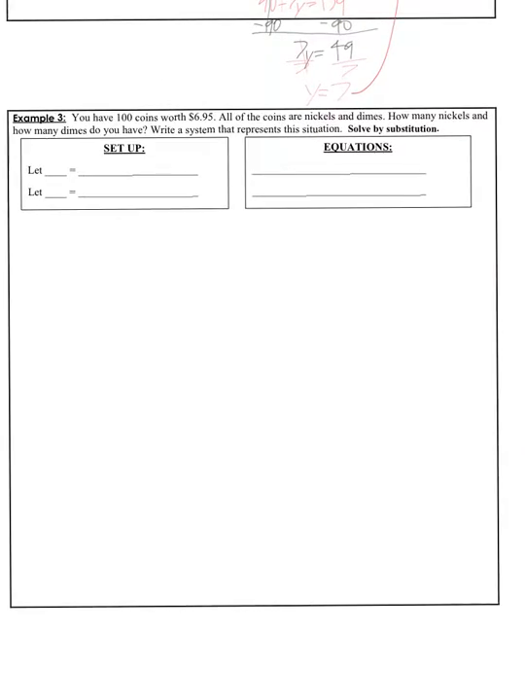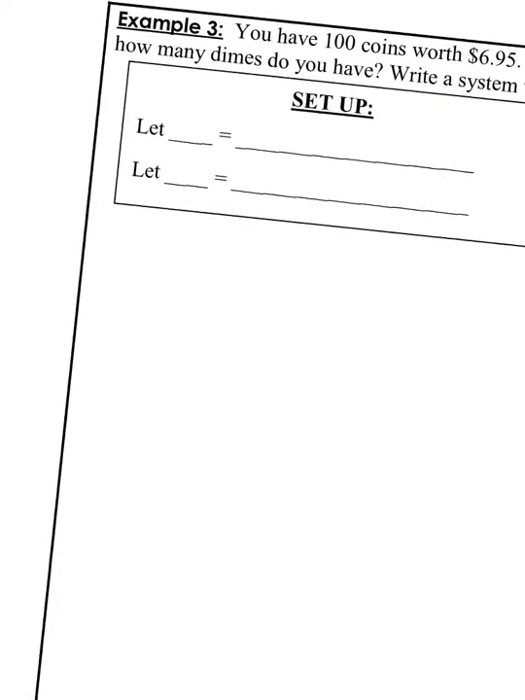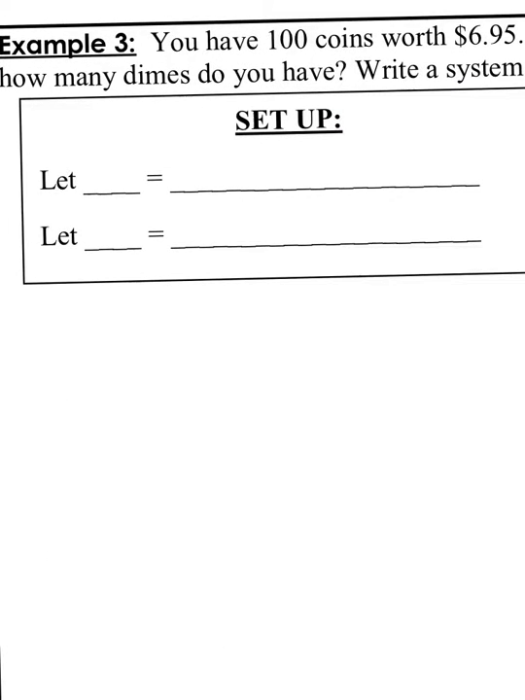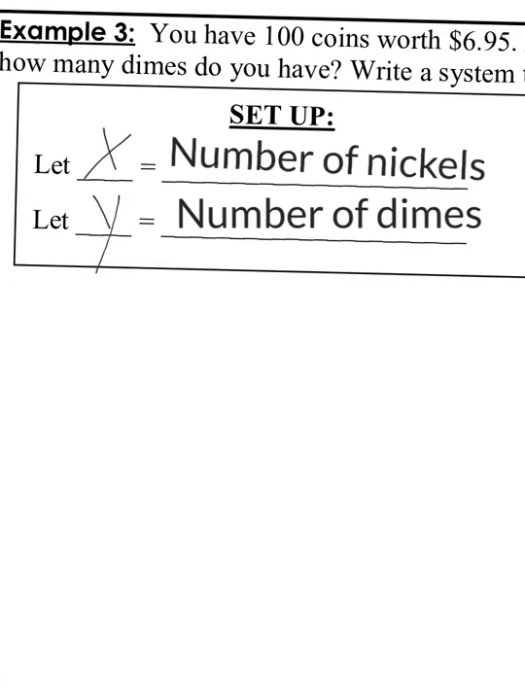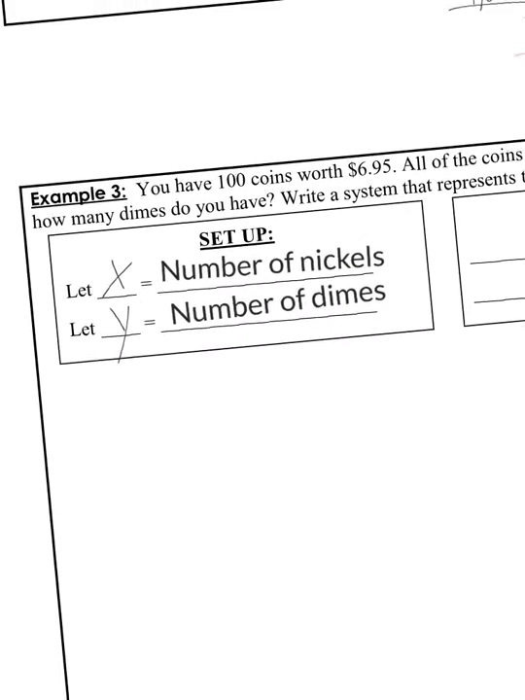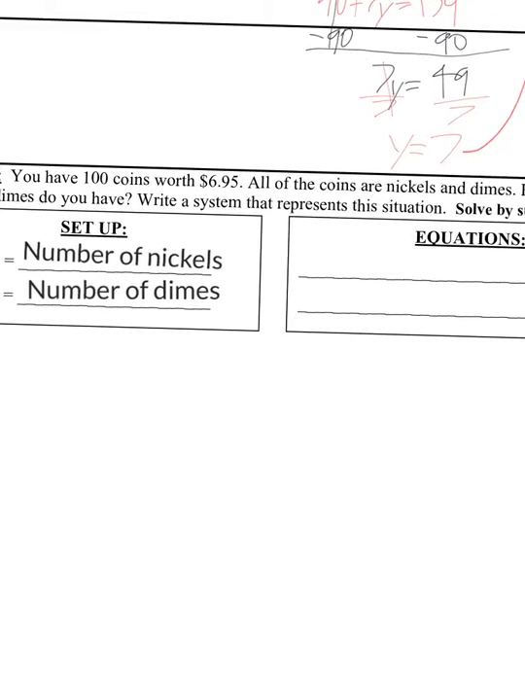Let's do the last example here. You have 100 coins worth $6.95. All the coins are nickels and dimes. How many nickels and how many dimes do you have? So the question said it right there. Your variables are going to be nickels and dimes. So let x be the number of nickels and y be the number of dimes. And again, I just chose to put nickels for x and dimes for y because the nickels came first in the word problem, the way it was worded.